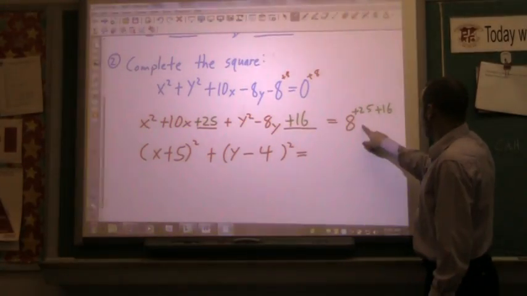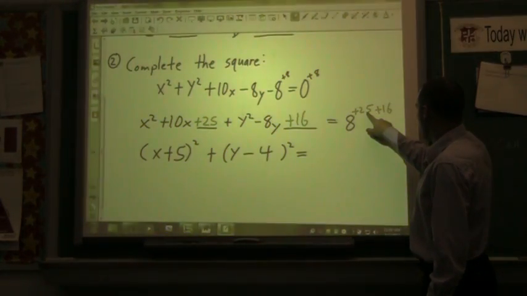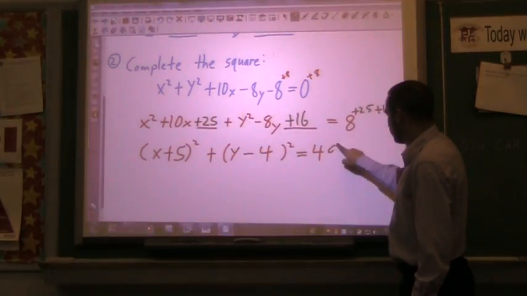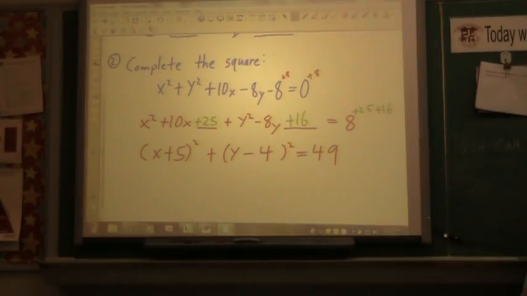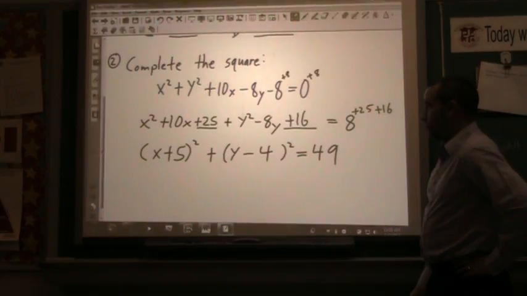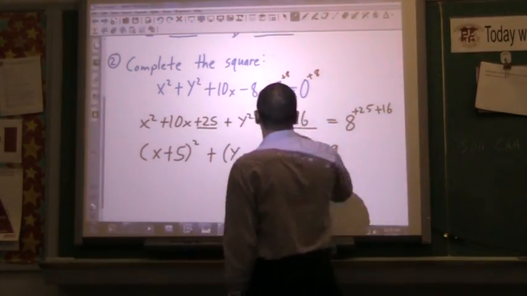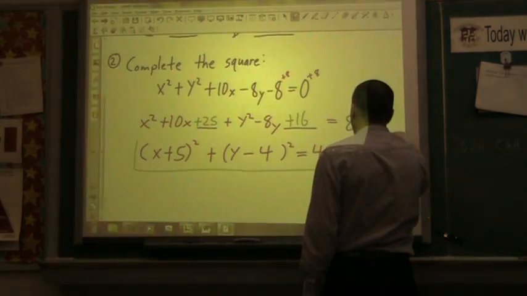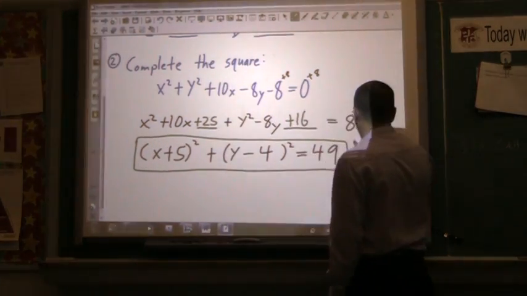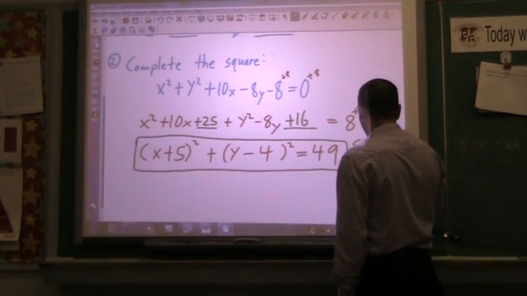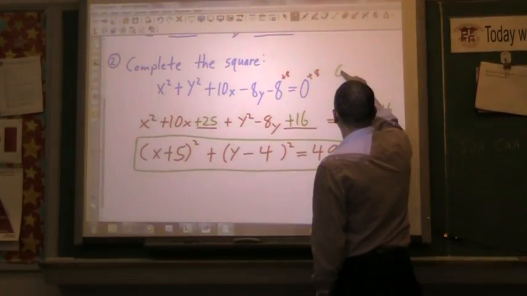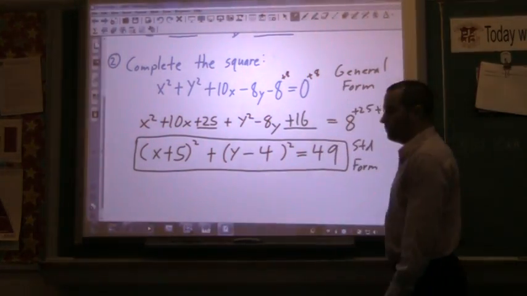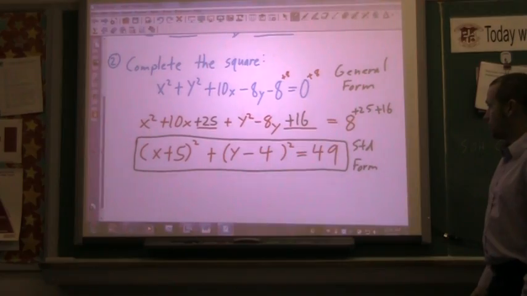Then finally on the end, okay, I have a 16 and 35 and 25, so that gives me 41. 41 plus 8 gives me 49. So there's the equation of my circle in standard form. So right here, we started off general. So there's general form, standard form.